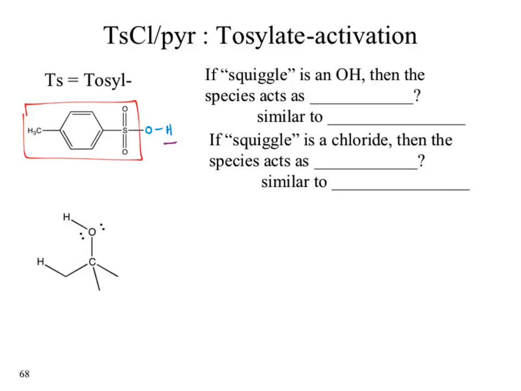Okay? What happens if I go through and instead of having an OH, I have a halogen? It's usually chloride. Can it act as an acid? No. Okay, there's no hydrogen there. So what's the most reactive thing here?